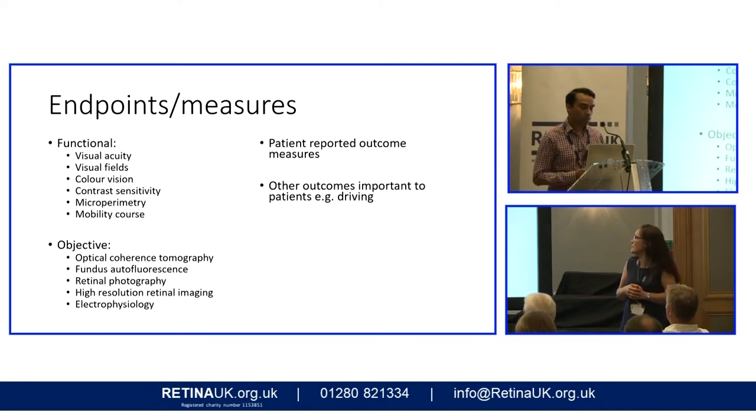So going on to the endpoints or the measures that a trial might look at. Functional measures include things like checking visual acuity, visual field testing, color vision testing, contrast sensitivity or microperimetry. Microperimetry is a form of visual field testing, but concentrating on the central retina to check function, or possibly even a mobility course to check how functional vision changes.